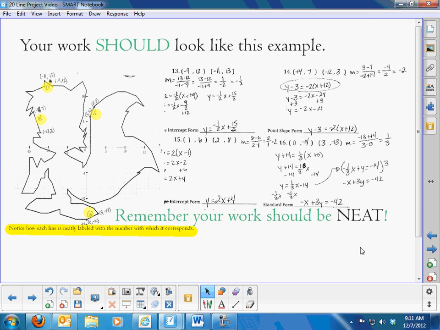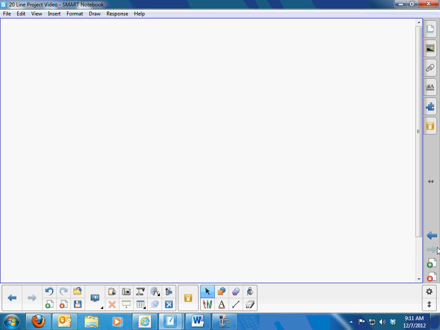This is an example of what your final copy should look like. Okay, notice how neat everything is. It's labeled. Very easy for me to follow. Slope-intercept form, she got it in point-slope form and then showed me how she got it into slope-intercept form. Standard form, she went through point-slope to slope-intercept and then standard, getting rid of her fractions. All the things we've been working on the last couple of weeks. Very neat. I can clearly see whether she understands this or not, and that's what I am looking for.